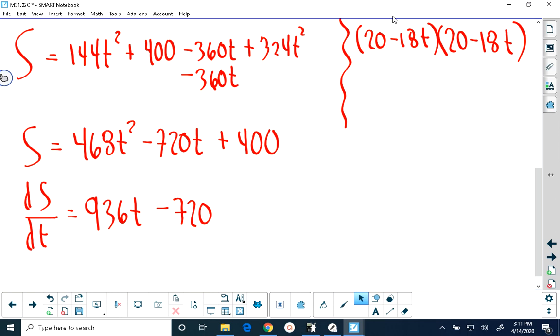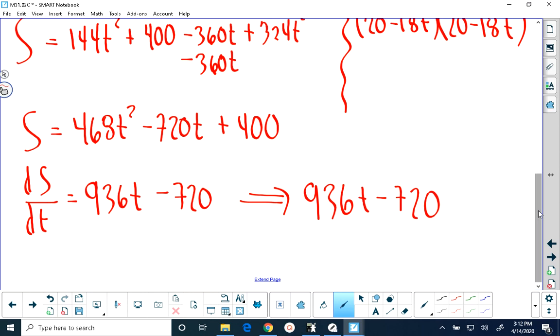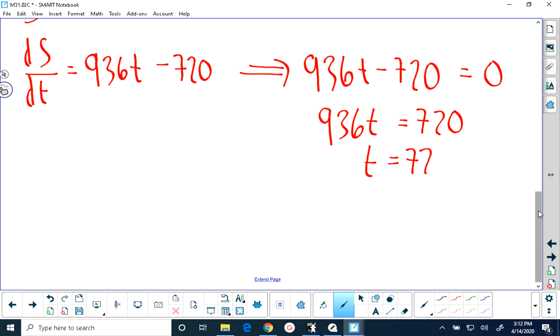What we're interested in is when this is equal to 0, because that's going to lead us to a critical value. So I can rewrite this as 936t minus 720 equals 0. Pretty basic linear equation to solve. 936t equals 720, which means t equals 720 over 936. Again, this is a critical time. Since it's the only critical time, that means it's the time that optimizes the situation.